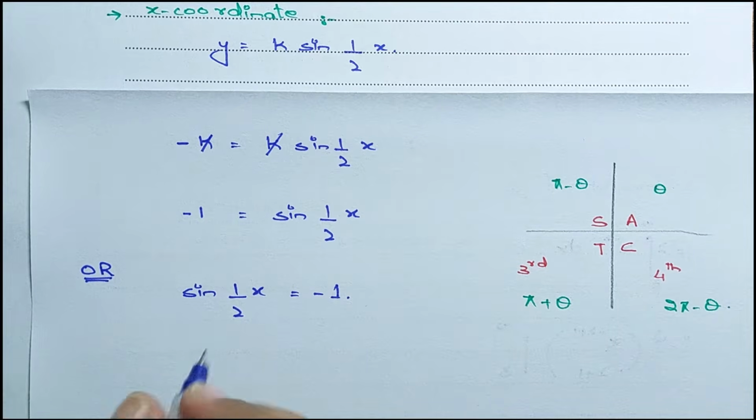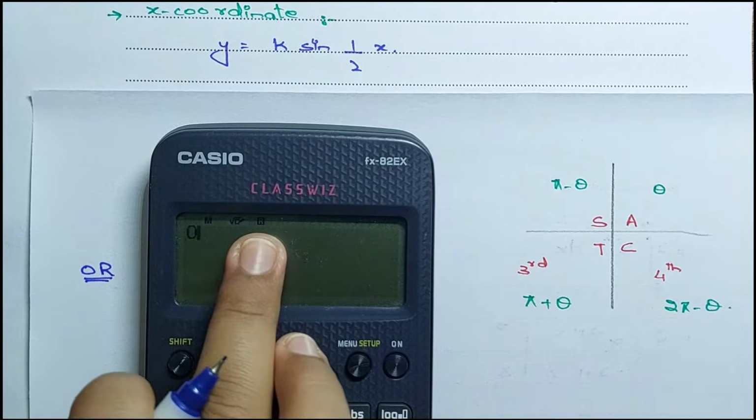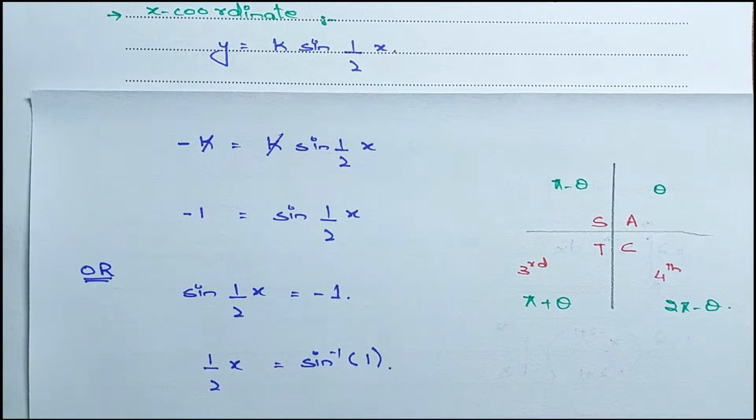Alright, so let me simplify. What is half x? Half x is going to be sine inverse of 1. We have to solve for 1 first. It should be in radians. My calculator is in radians. Sine inverse of 1 is pi by 2. Okay, so we can say half of x is pi by 2. Alright.